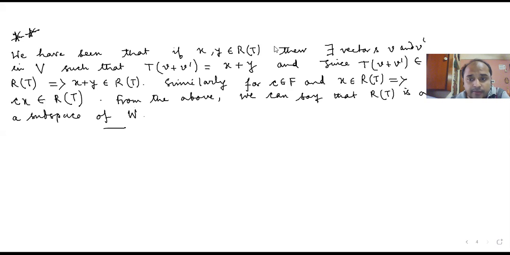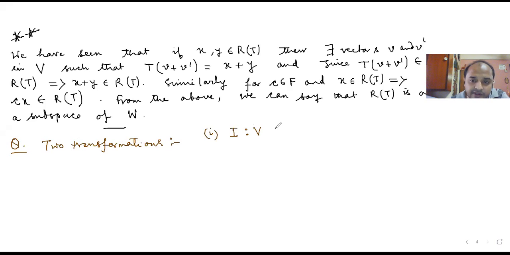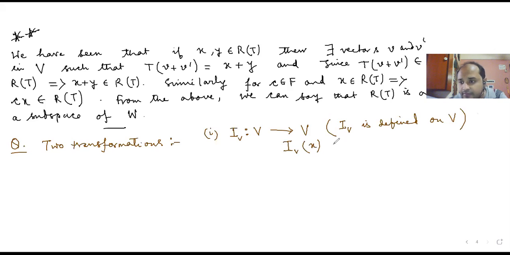Again, I'm saying, as long as you are in touch with linear algebra, the next problem is an interesting one. Probably you have seen in my last class that I defined two transformations. Number one is the identity transformation from the vector space V to the vector space V, sometimes denoted by IV, defined on V. It is defined in the following manner: if the transformation IV is operated on X, X doesn't change. There is no change in X. That is called the identity transformation.